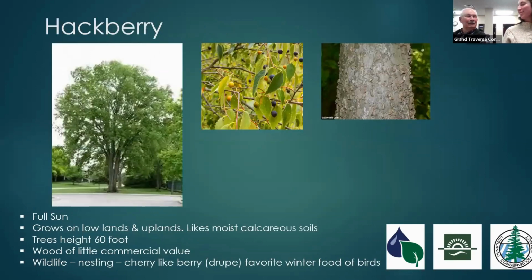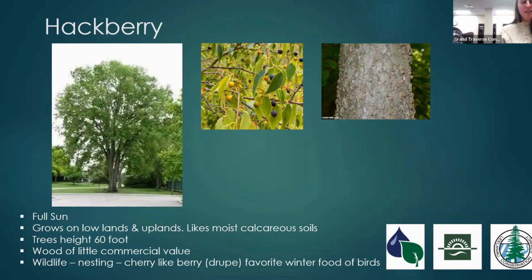I think we've said that like every tree is our favorite tree. So this is a hackberry. It also prefers full sun, and this is another one that can grow in lowlands and uplands, but where it really is happy is in moist calcareous soils. So that just means that it's a soil high in calcium. So it's like an ancient ocean bed. That's where a lot of shells and different things have built up, right? So those soils are going to be more basic versus acidic. So they're going to be a higher pH.